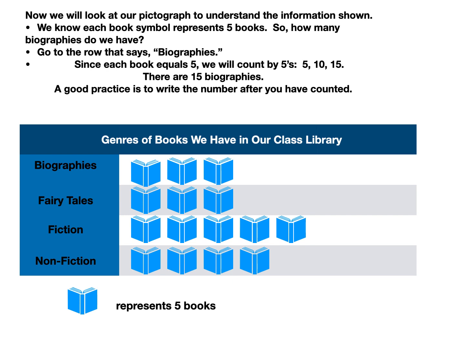Now we will look at our pictograph to understand the information shown. We know each book symbol represents 5 books. So how many biographies do we have? Go to the row that says biographies. Since each book equals 5, we will count by 5s. 5, 10, 15. There are 15 biographies. A good practice is to write the number after you have counted.